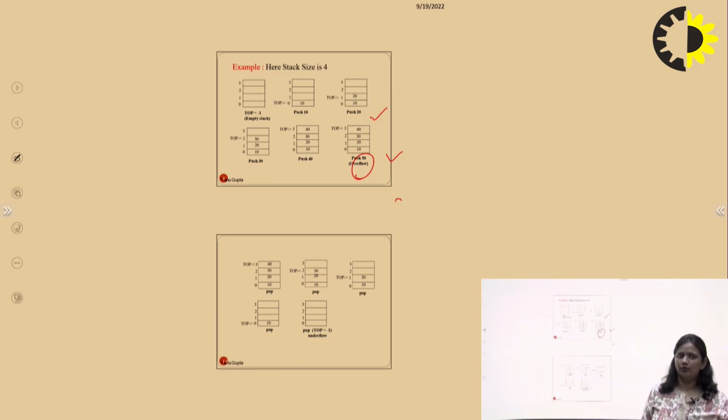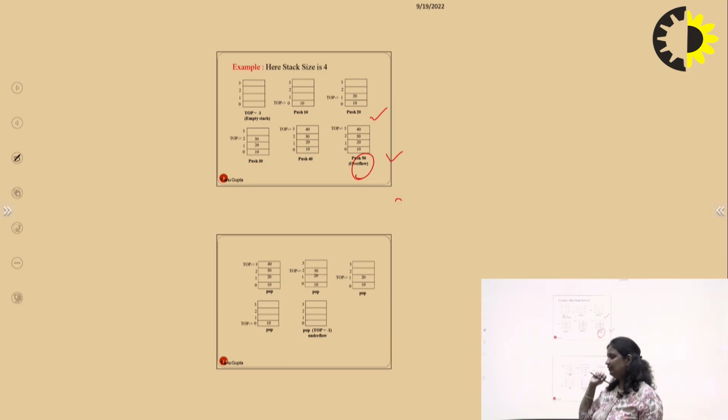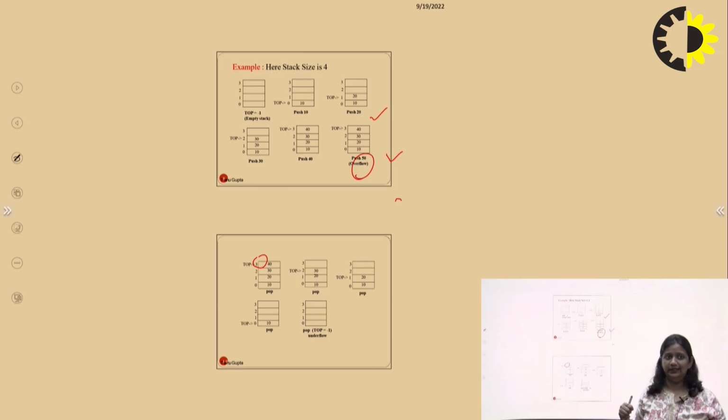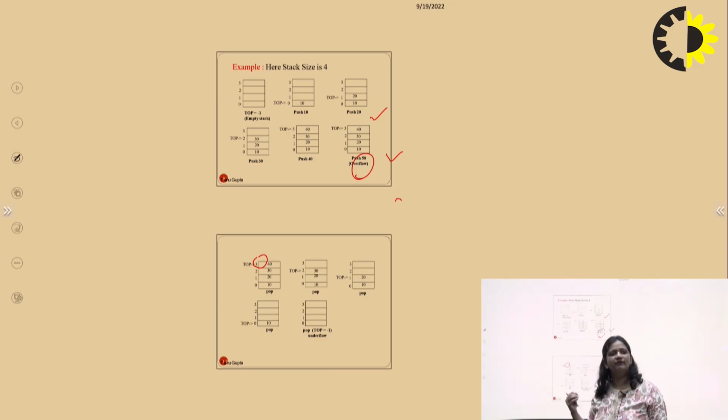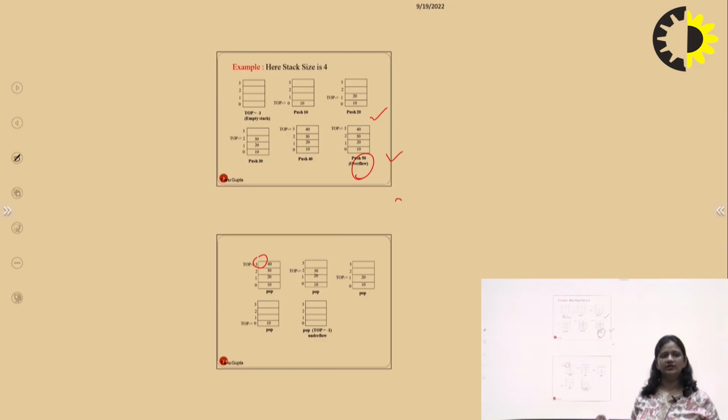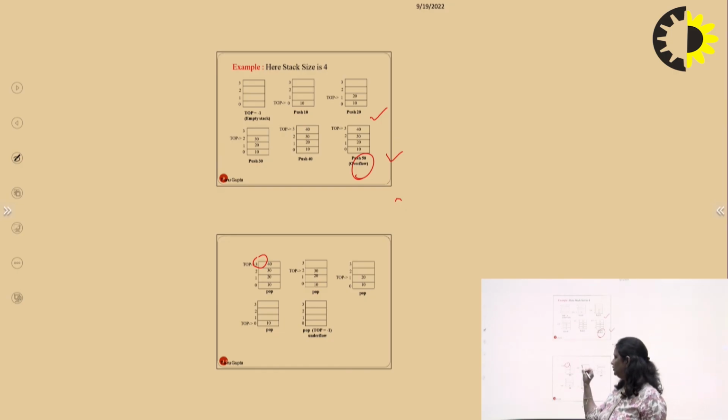Now we apply a pop operation. Pop operation is done only at one end, that is known as the top of the stack. So first we delete the element 40: pop 40. The top value is 3, and after we delete that element, the top value is decremented. In the push operation, the top value is incremented by 1, and in the pop operation, the top value is decremented by 1.